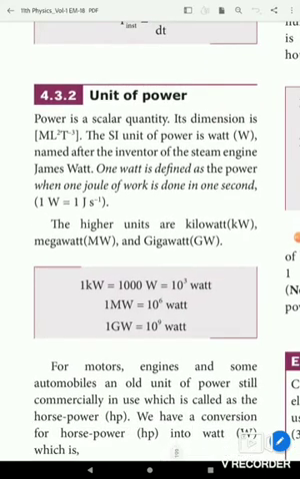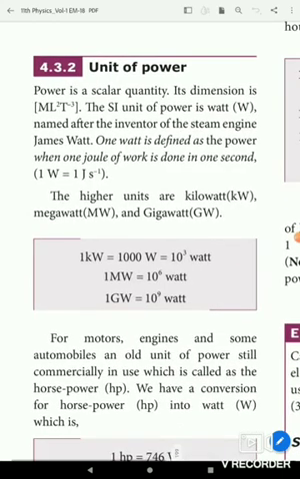The next one is the unit of power. Power is a scalar quantity. Its dimension is ML squared T power minus 3. The SI unit of power is watt, named after the inventor of the steam engine, James Watt. 1 watt is defined as the power when 1 joule of work is done in 1 second.